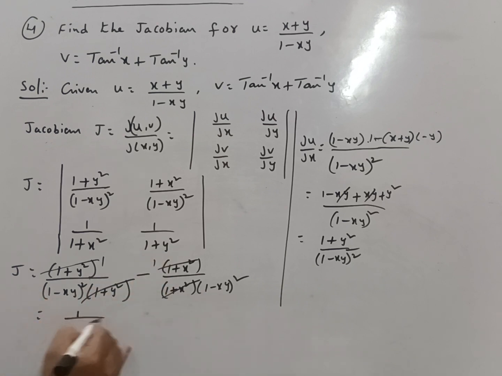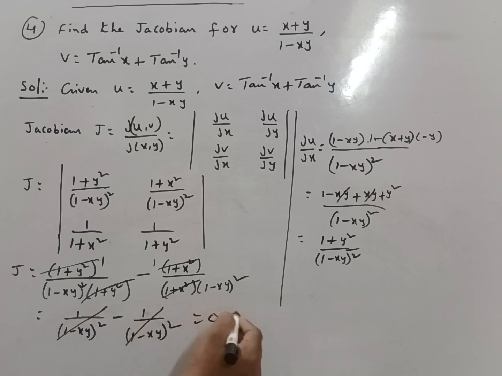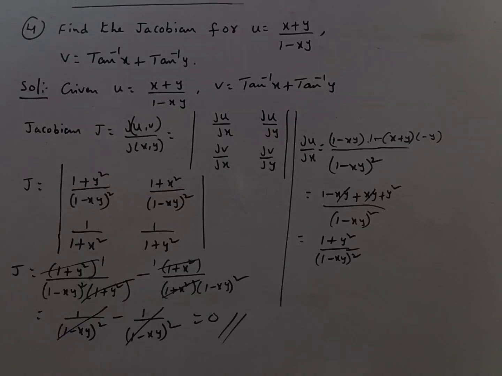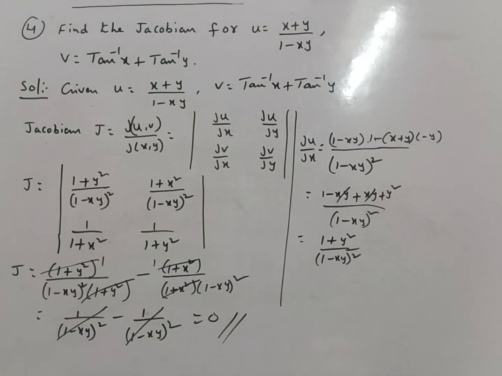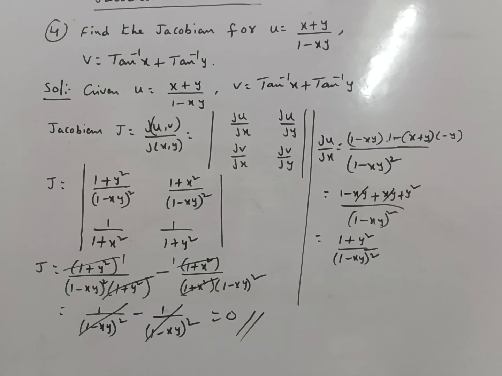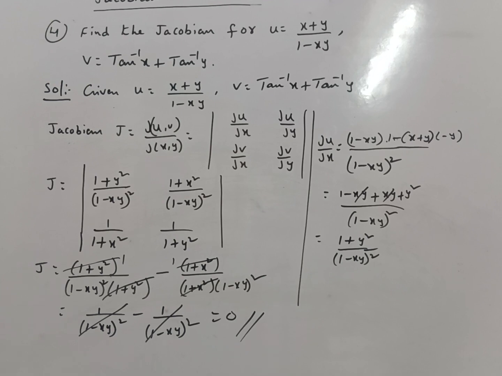Again, 1 by (1 minus xy) whole square, 1 by (1 minus xy) whole square. What is left here? This part gets cancelled. It is 0. This problem is very, very important. Sometimes it will come for 4 marks, sometimes for 2 marks also. If your paper is easy, the Jacobian will come for 7 marks. Otherwise it will give you 2 marks and so on.